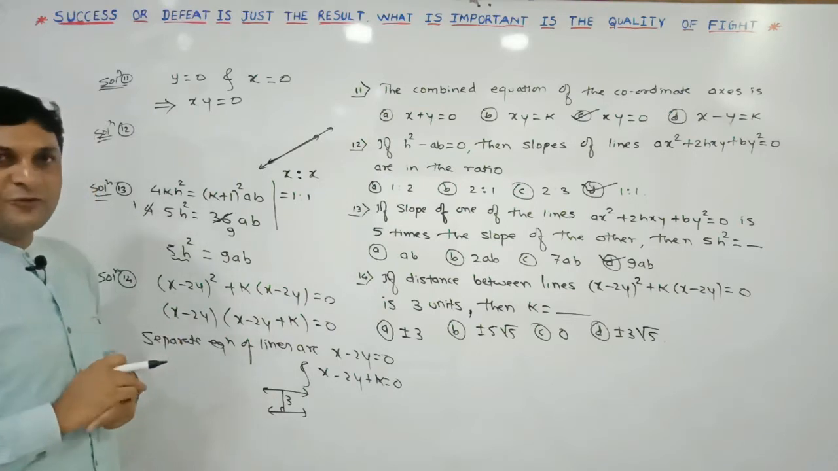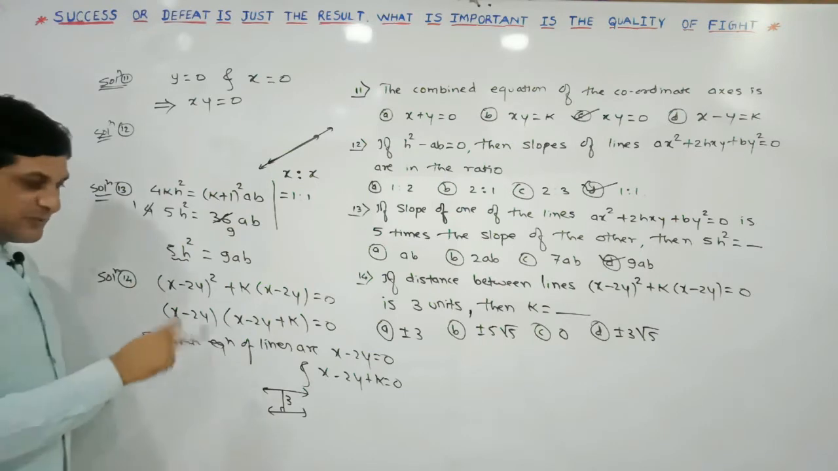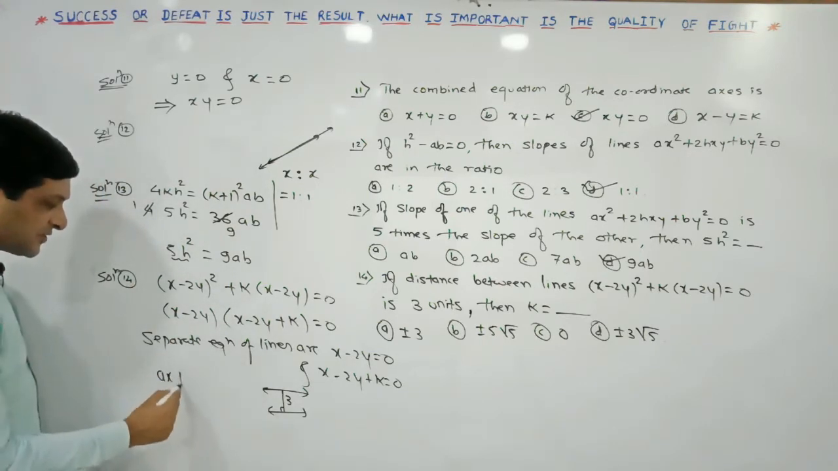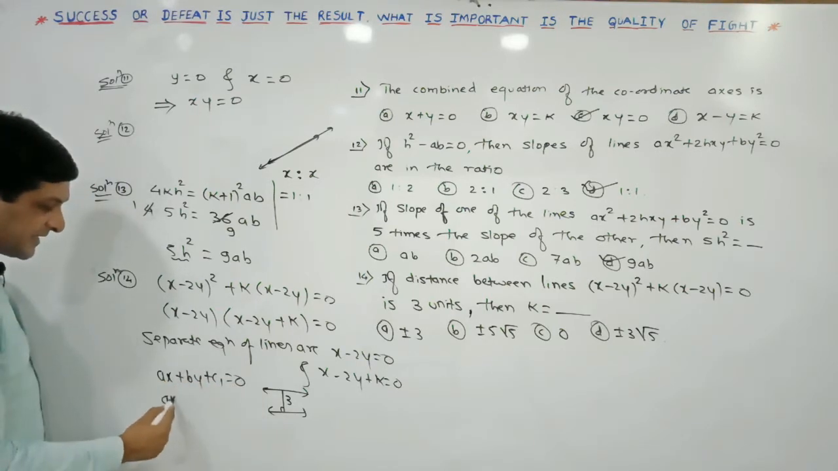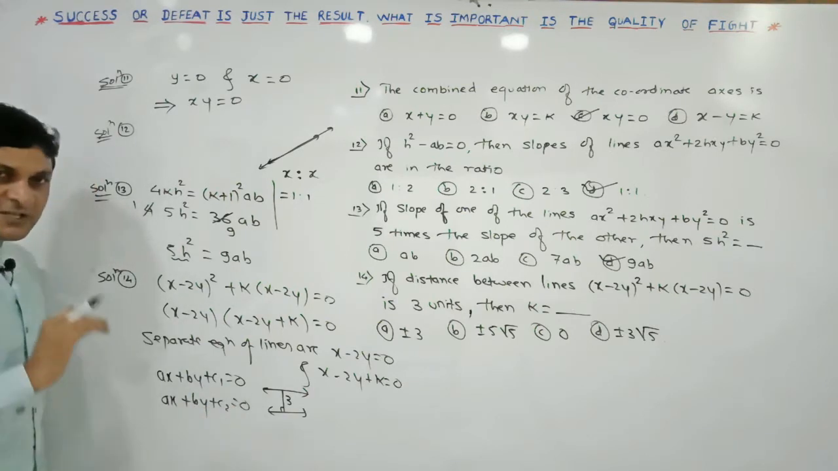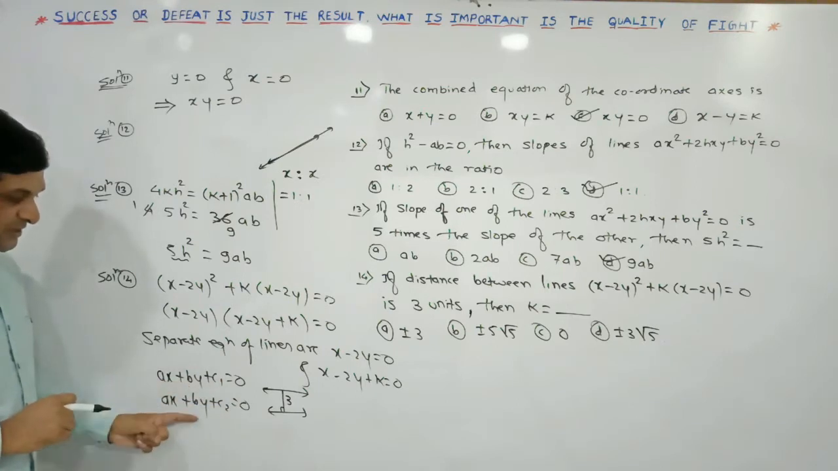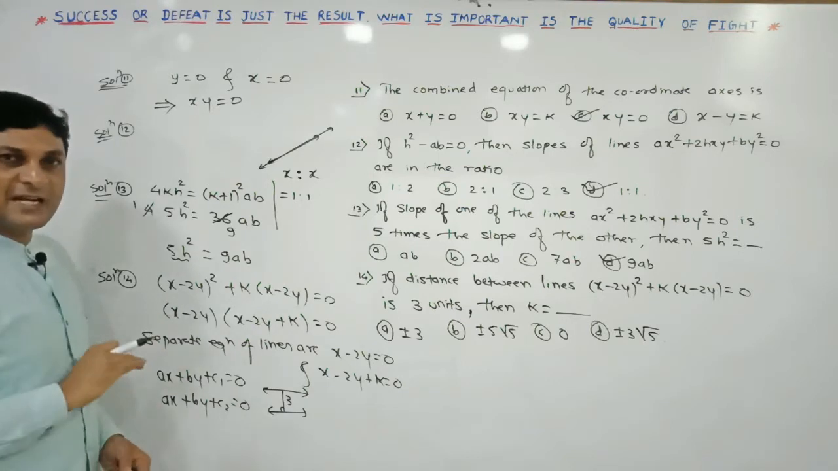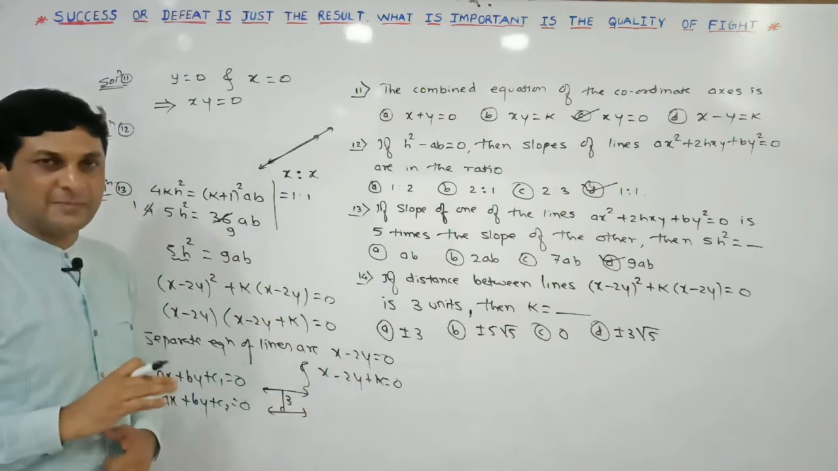Already we have one formula to find the distance between two parallel lines. If the equation of the first line is ax plus by plus c1 is equal to 0, and the equation of the second line is ax plus by plus c2 is equal to 0. We know that if two lines are parallel, their equations vary only by what? Constant term. The first two terms are exactly the same. That's why we can say that their slopes are equal. Here also we observe that the first two terms are exactly the same, isn't it?